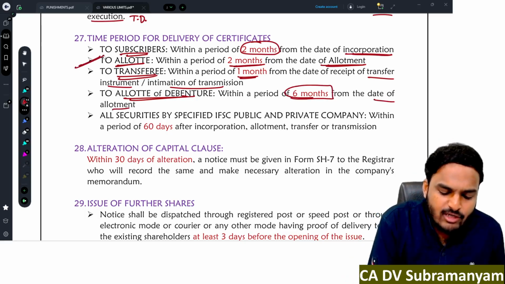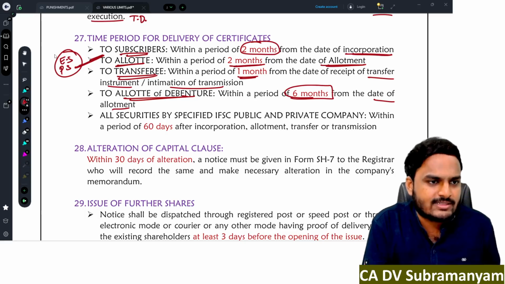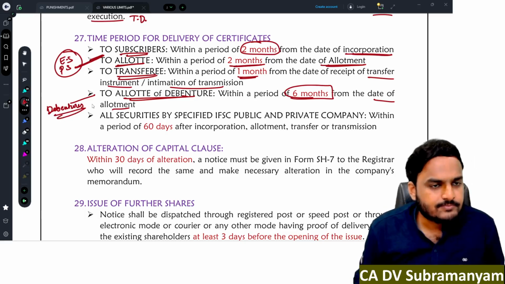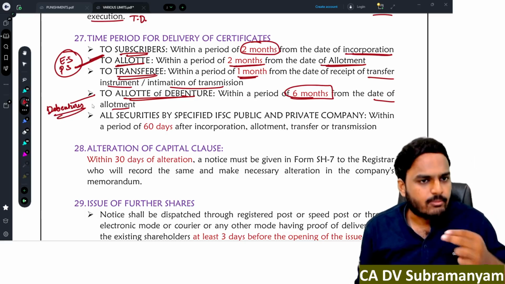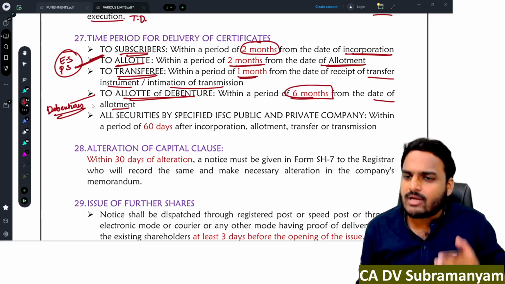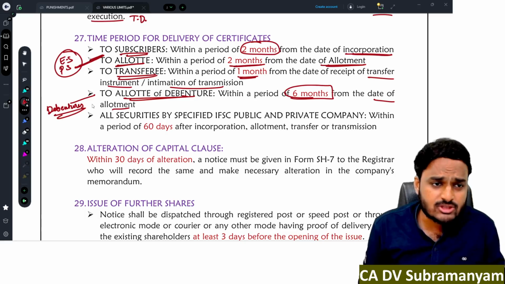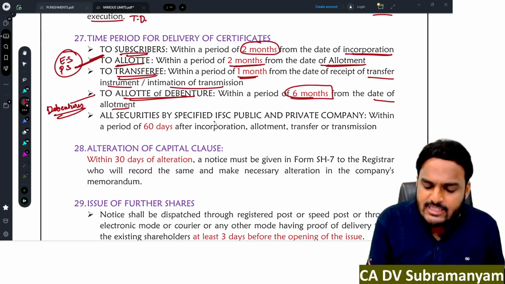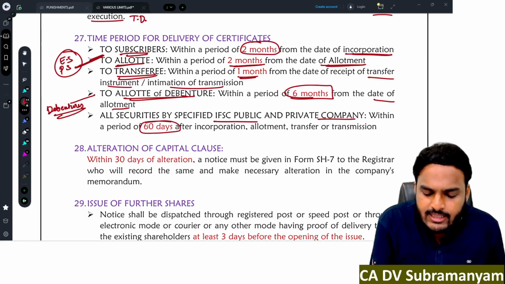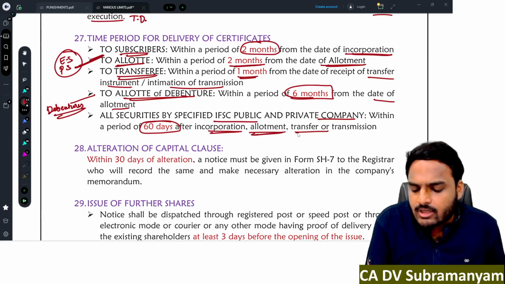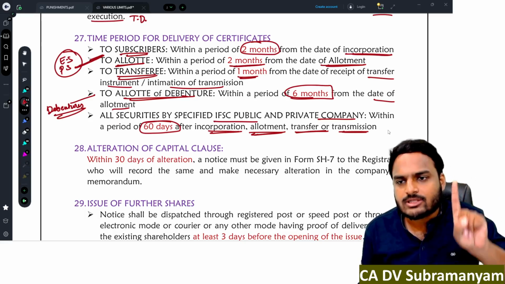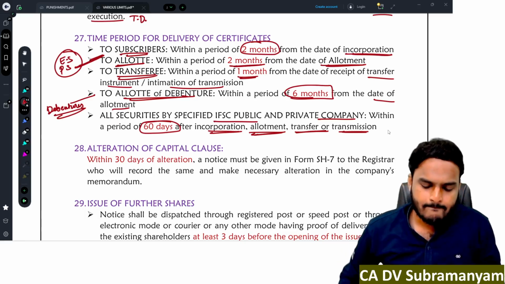That means the second point is restricted to equity shares and preference shares only. So the second point is all about shares. The fourth point is for debentures. So the time limits are 2 months from the date of incorporation, 2 months from the date of allotment, 1 month from the date of receipt of transfer instrument or intimation of transmission, and 6 months from the date of allotment of debentures. For IFSC companies, the time limit is 60 days after incorporation, allotment, transfer or transmission. Only one time limit is there.